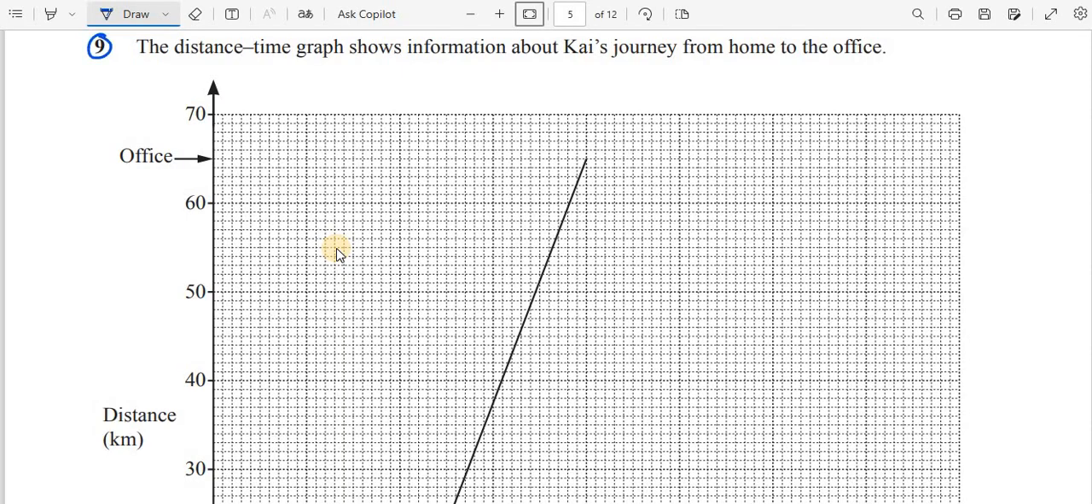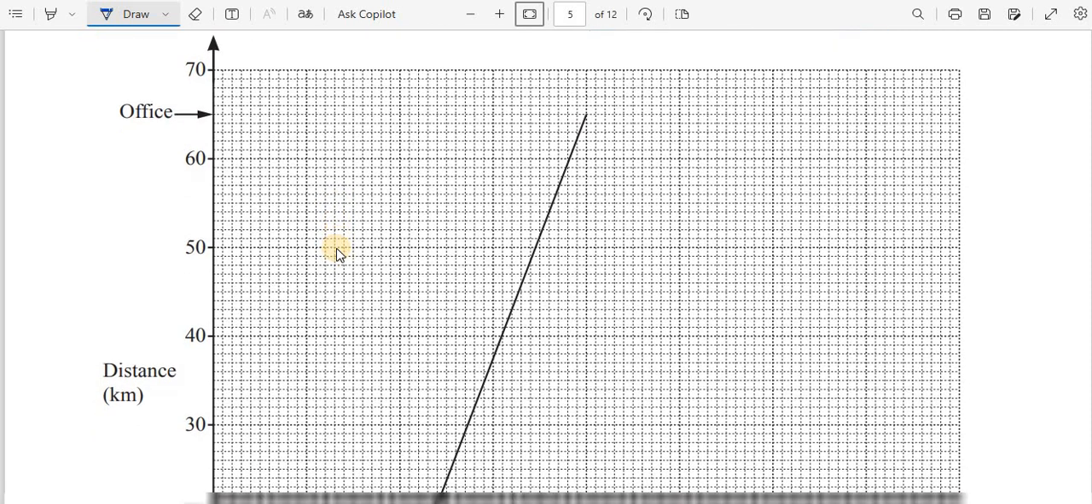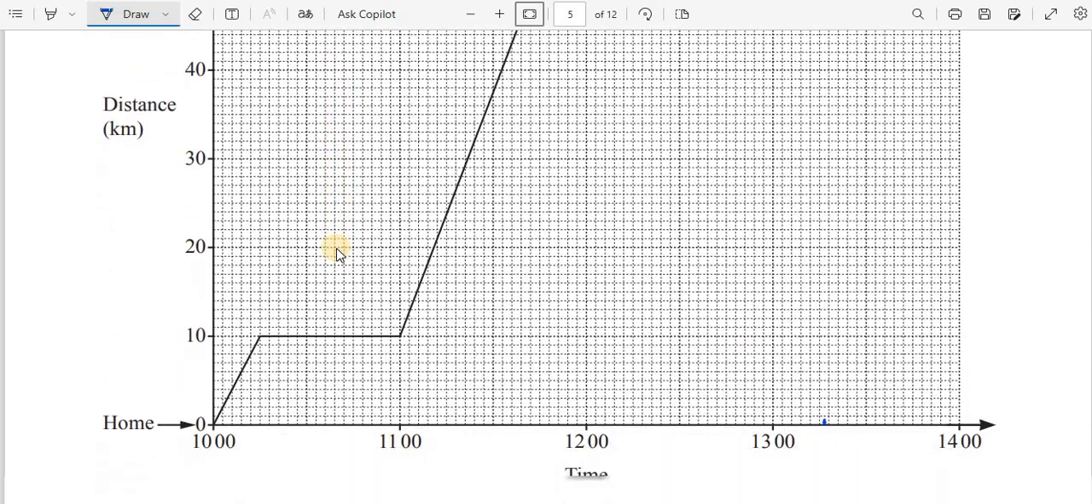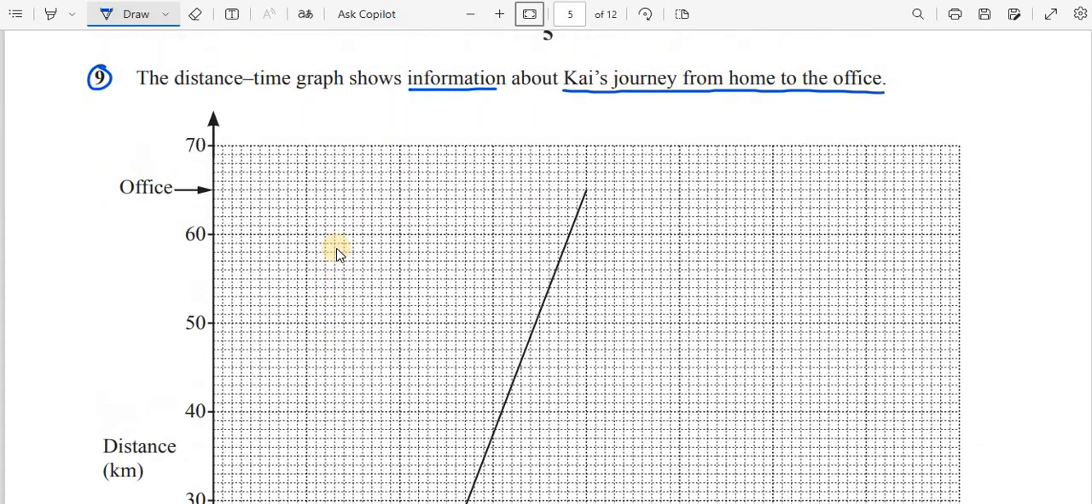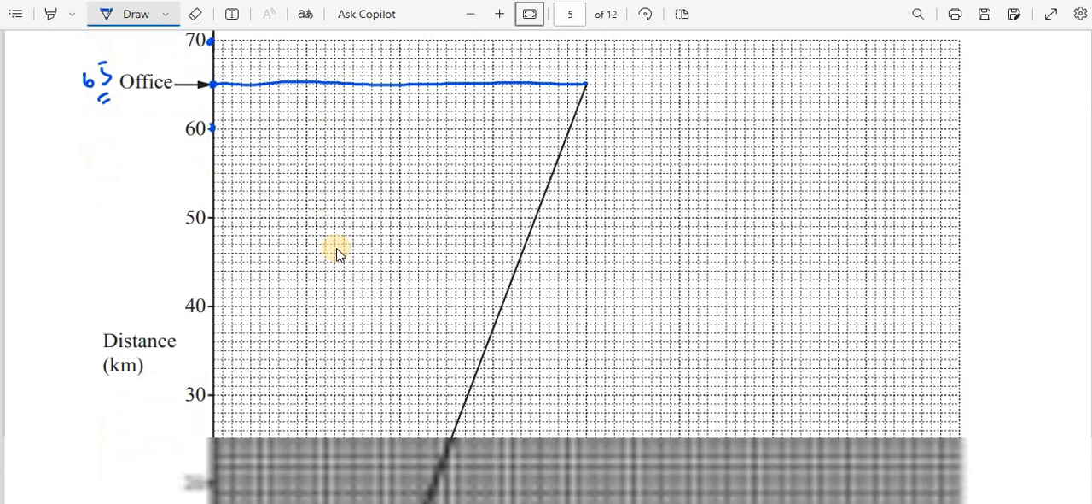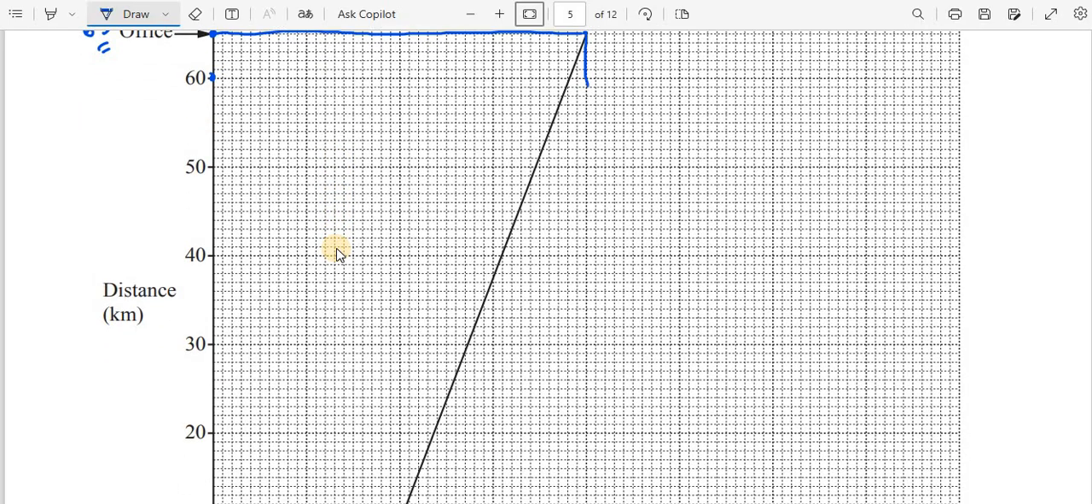The distance time graph shows information about the journey from home to office. So this is home, starting at 10 and ending at this point, and this point is equal to this line. This line is the middle of both up and down, that is equal to 65 kilometers.